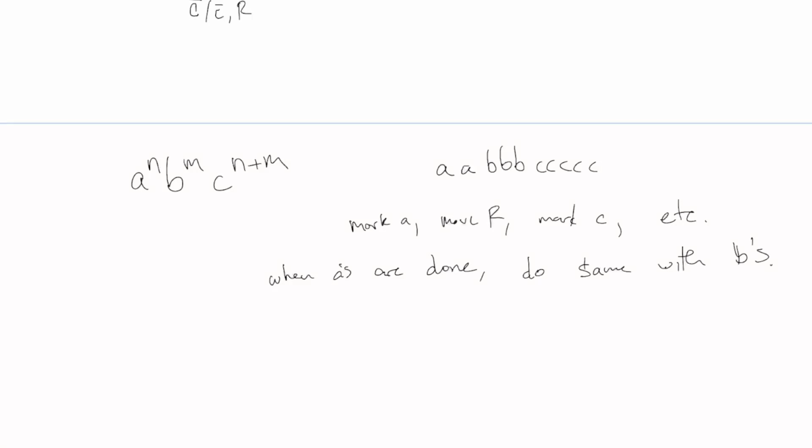Once you've marked off all the A's and marked the C's to match, then there will be C's left over, but then I go back and mark the B's and mark the C's to match with the B's. And then at the end, hopefully everything will be marked. That's the idea, all right?